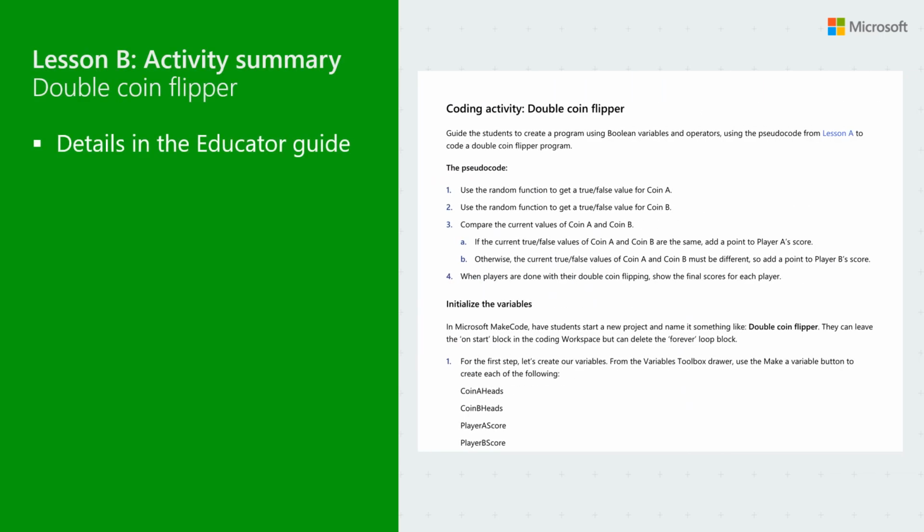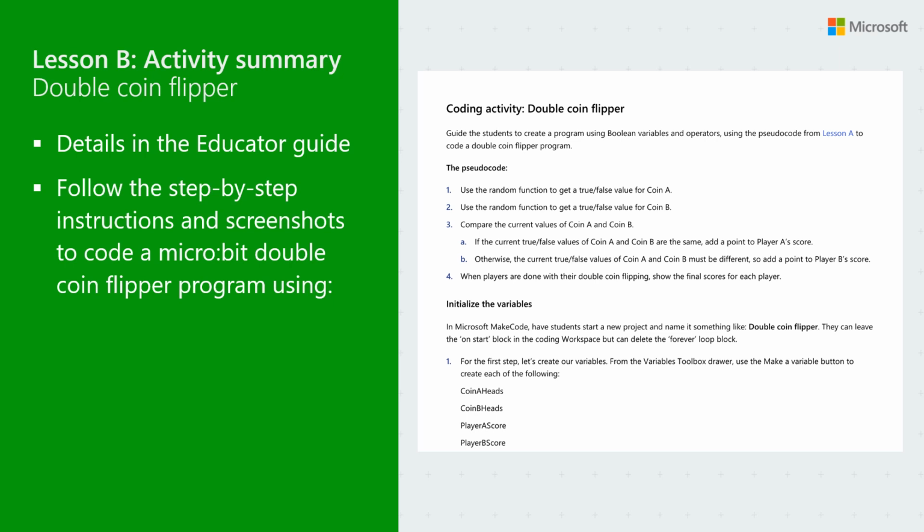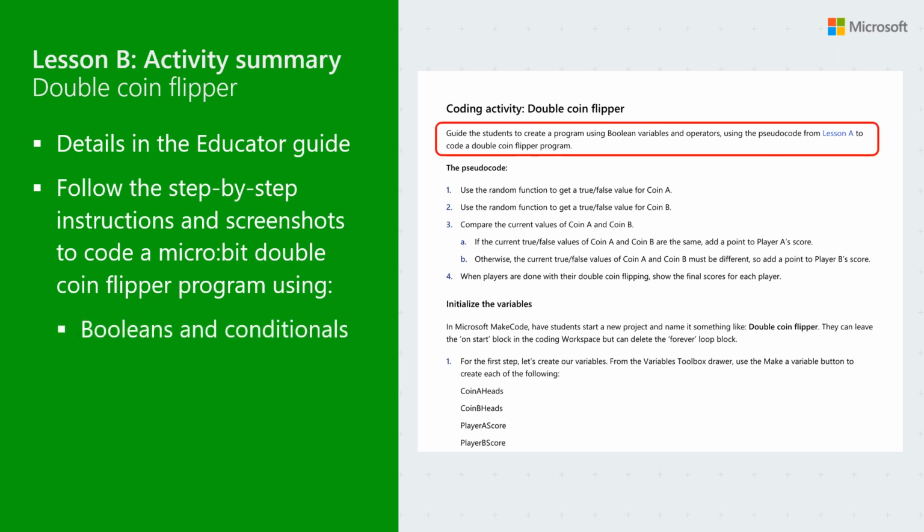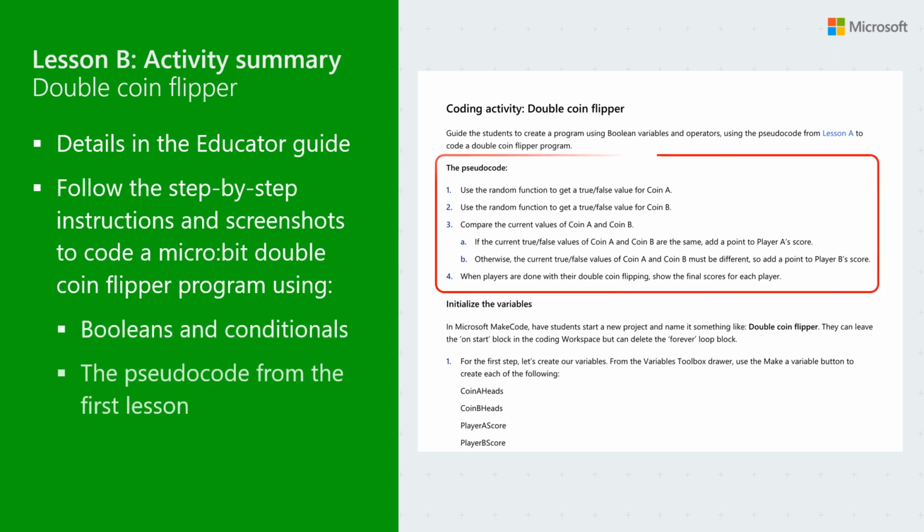In lesson B, you'll lead your students to code a microbit double coin flipper program using Booleans and conditionals. You're going to use the pseudocode from the first lesson and the new pick random true or false math block.